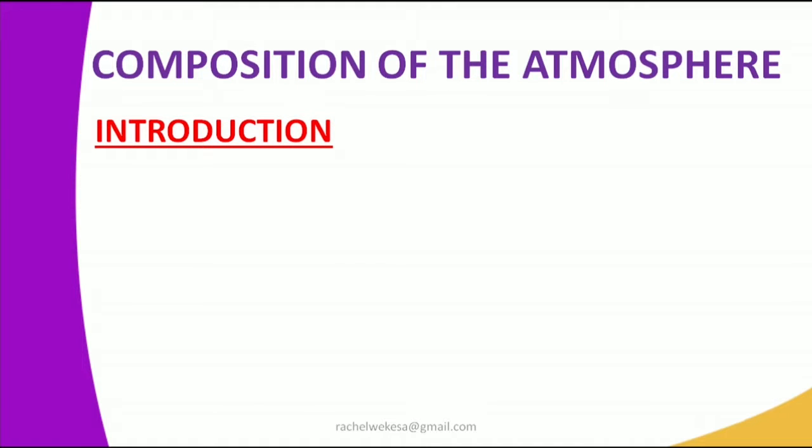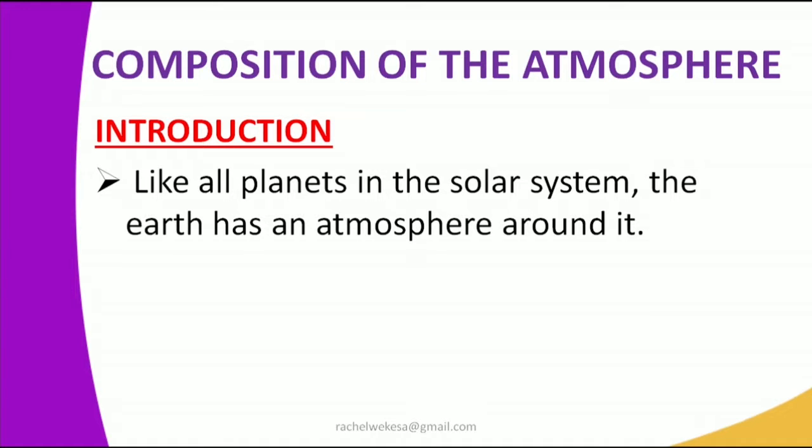Introduction. I will introduce what the atmosphere is. That includes the composition and the structure of the atmosphere. So the atmosphere, it is like all planets in the solar system, and the Earth has an atmosphere around it. So in the first lessons of Form 1, we looked at what a solar system is. And the solar system is made up of the Earth, which is also made up of 9 other planets. So for today, we will only major on the atmosphere.